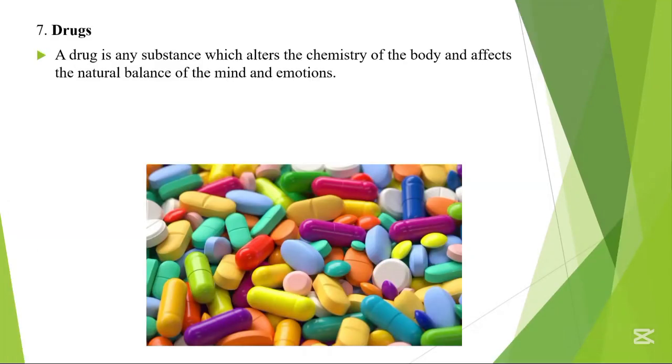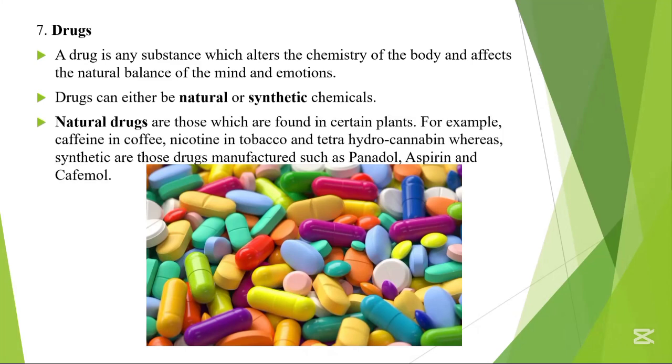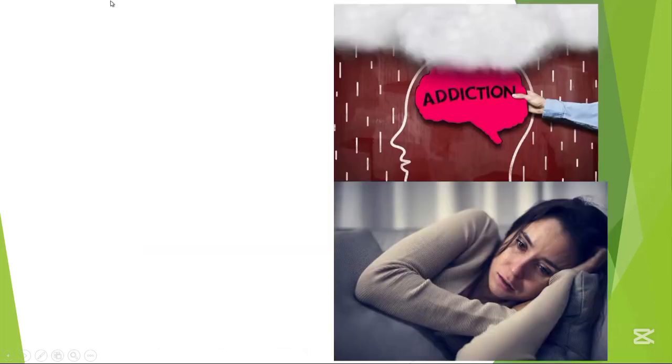You can say a drug is any substance which alters the chemistry of the body and affects the natural balance of the mind and emotions. That is how you define a drug. So drugs can either be natural or synthetic chemicals. Natural drugs are those which are found in certain plants, for example, caffeine in coffee, nicotine in tobacco, tetrahydrocannabinol. Whereas synthetic are those drugs manufactured such as Panadol, aspirin, as well as Cafimol.